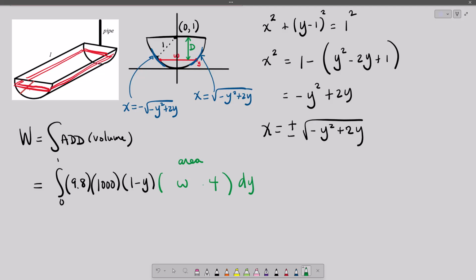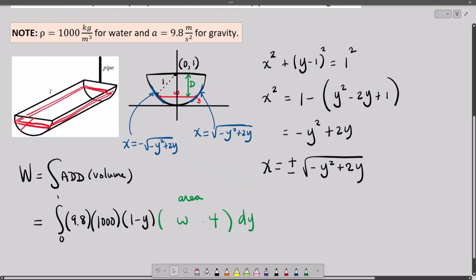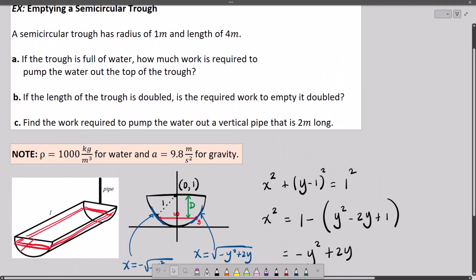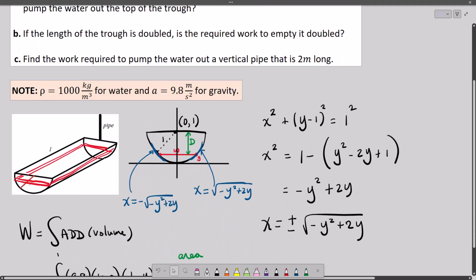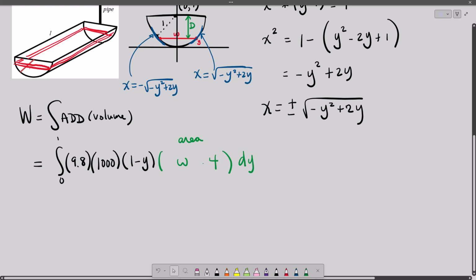So the thing is 4 meters long? Yep. Yeah, so that's given to us up there, 4 meters long. Okay, so now we've got to figure out W.